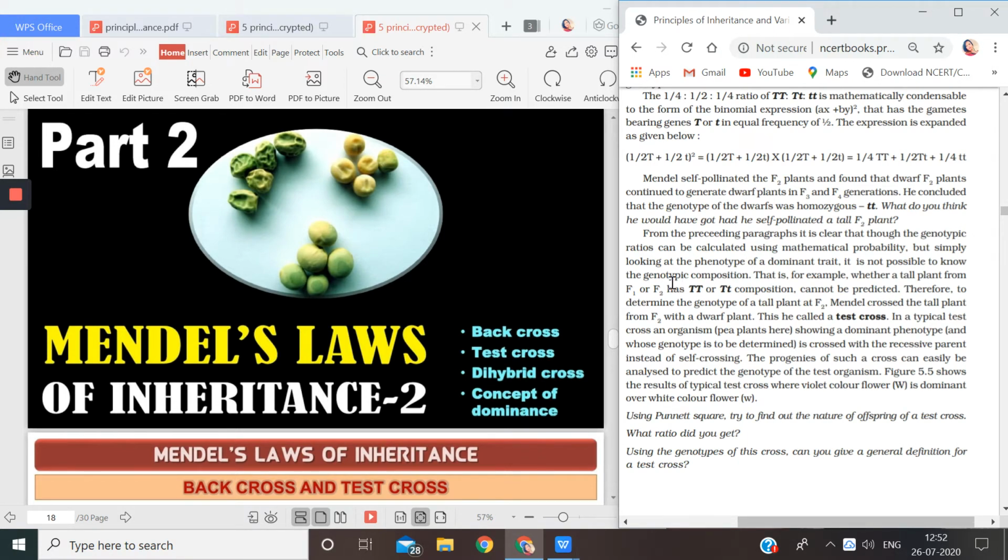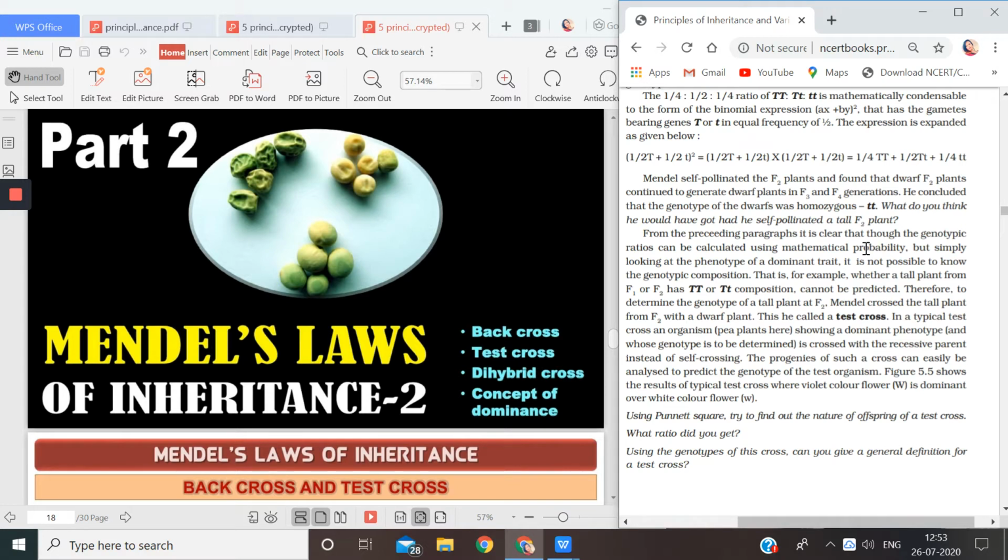Now, these lines are quite important, children. What are they trying to say is, suppose in my F1 generation, the phenotypic ratio was 3 is to 1, right? That means 3 were tall and 1 was dwarf. But now, looking at that phenotypic ratio or the phenotype, can you tell what is the genotype of those three plants? I hope you have understood my question.